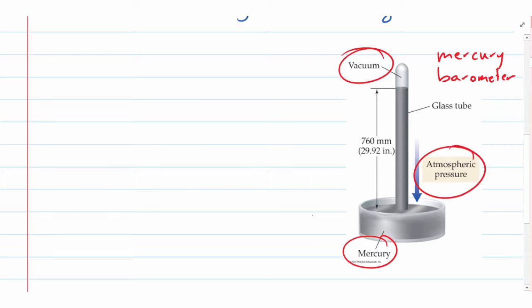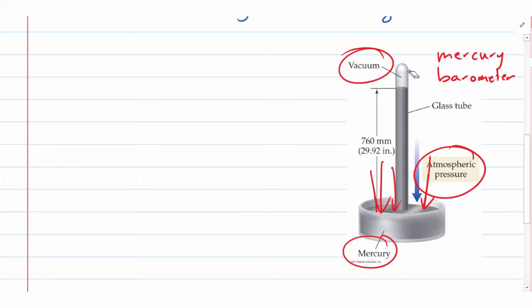The atmospheric pressure is causing pressure here on the surface of this pool of liquid. And in this vacuum, there's nothing acting on the surface, so what happens then is that the liquid in that column will rise. And the height of that liquid in that column will change depending upon the atmospheric conditions.